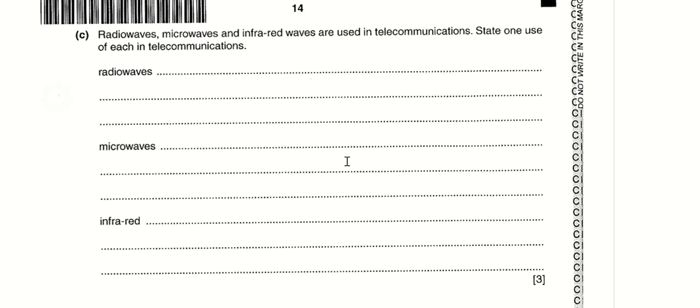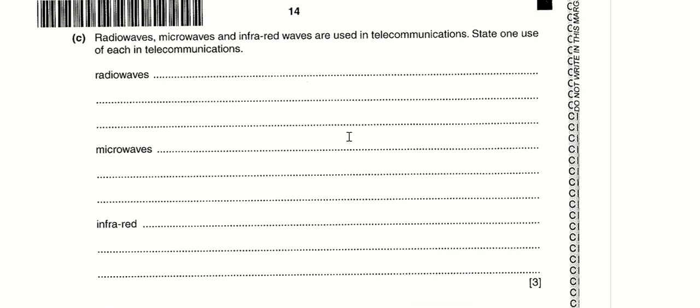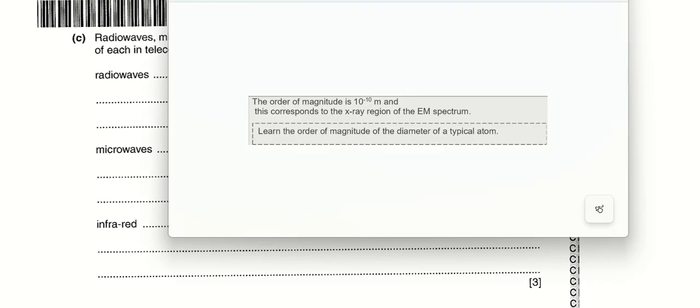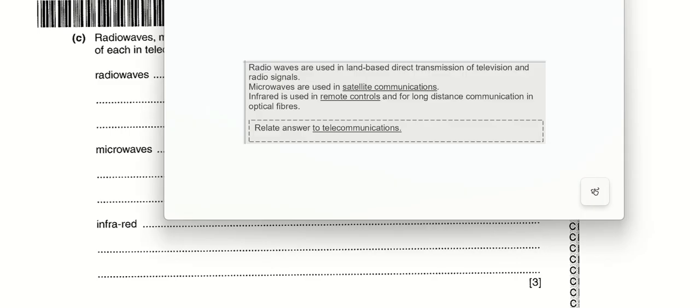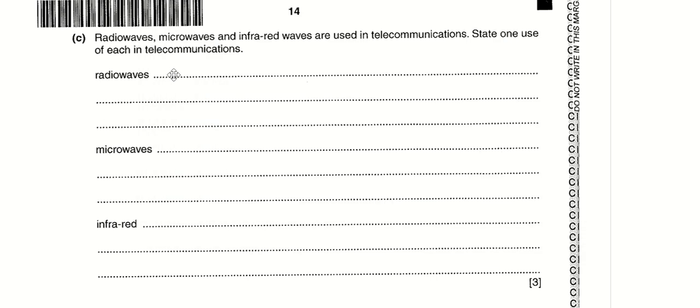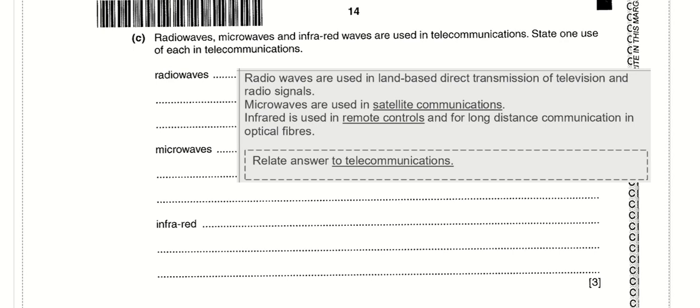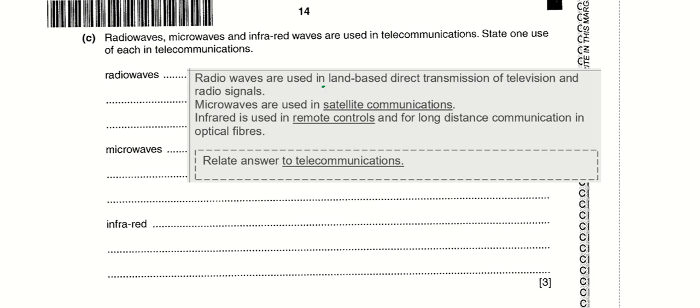Now, microwave, radio waves, and infrared waves are used in telecommunications. State one use of each in telecommunications. For this one, I will know how to do. So the answer will be: radio waves are used in land-based direct transmission of television and radio signal. Microwaves are used in satellite communications and even in handphone signals.